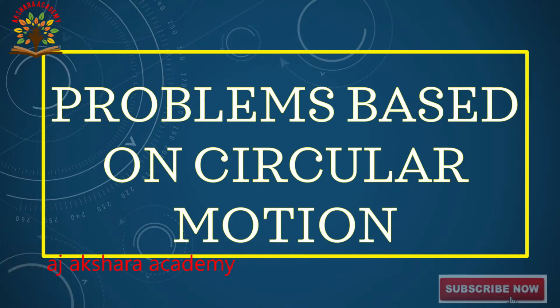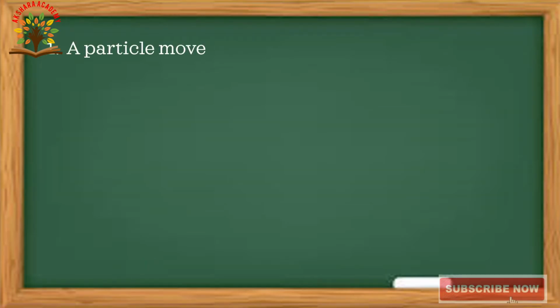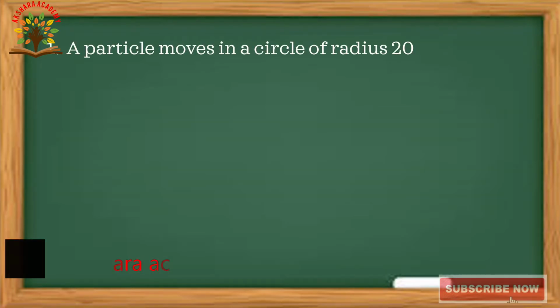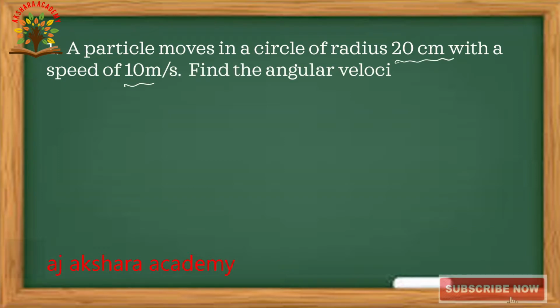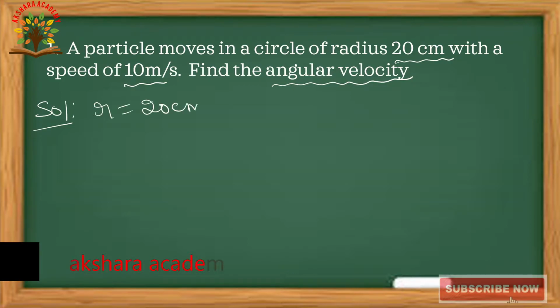Let us go to today's session, problems based on circular motion. This question: a particle moves in a circle of radius 20 centimeters with a speed of 10 meters per second. Find the angular velocity. So in this question, they given r is equal to 20 centimeters and speed they given as 10 meters per second.